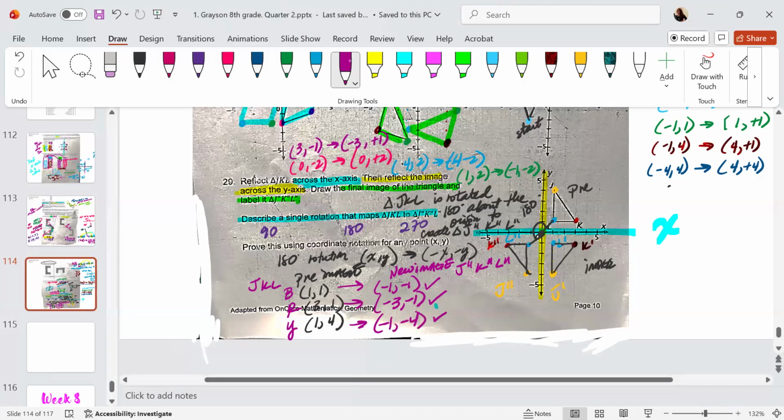Then just state that and just say the pre-image JKL was at 1, 1, 3, 1, 1, 4. And then the new image J double prime, K double prime, L double prime is at negative 1, negative 1, and so on, which is aligned with the 180 rotation equation of x, y becomes negative x, negative y. Does that make sense? Yeah. That's it. All right, we're done.